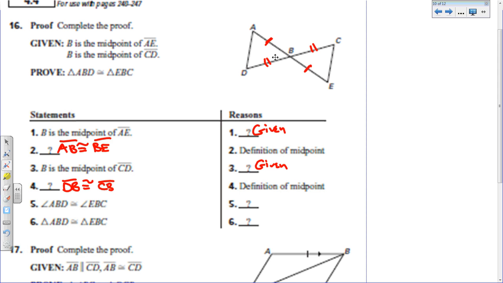Then angle ABD, this angle, and CBE or EBC are congruent. Reason for that is vertical angles. Vertical angles are always congruent. Now if you look at this, I have a side, an angle, and a side. So I know that those two are congruent by side, angle, side. This side congruent to this one, angle, side. And you're done.